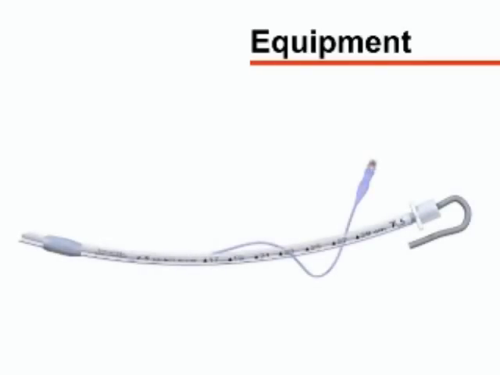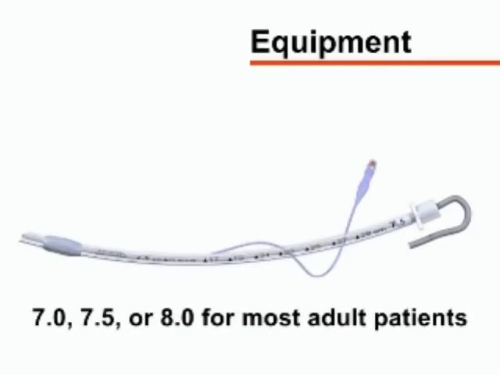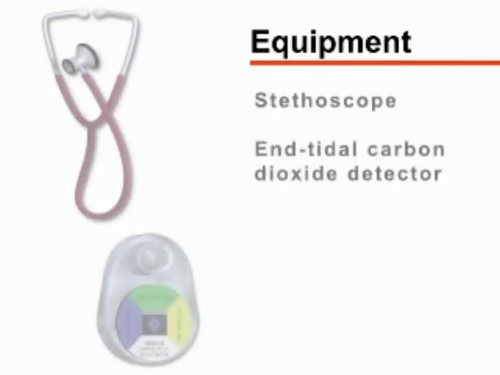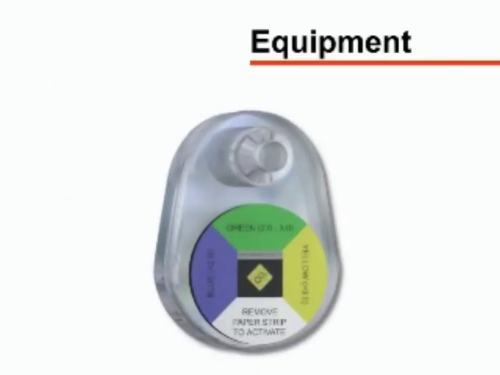Endotracheal tubes are sized according to the internal diameter of the tube. 7.0, 7.5, or 8.0 millimeter tubes are appropriate for most adults. The tubes have a balloon on the distal end that, when inflated, creates a seal between the tube and the tracheal lumen and prevents air leaks and aspiration of gastric contents. You will also need a stethoscope and an end-tidal carbon dioxide detector to assess for proper placement of the endotracheal tube. Commonly used detectors change color in the presence of carbon dioxide.